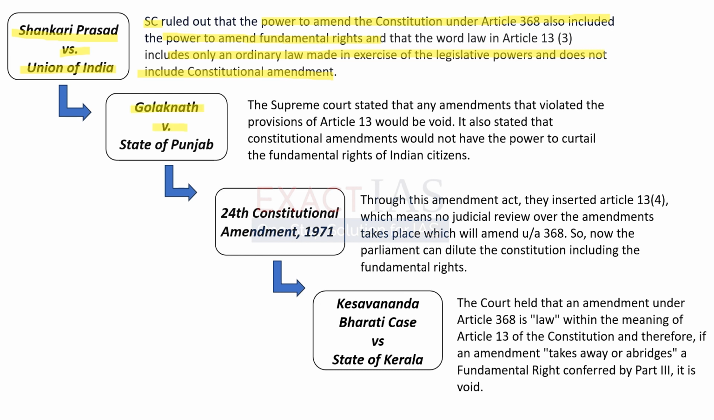Then is the case of Golaknath versus State of Punjab. Here, the Supreme Court implied that, in a sense, constitutional amendments could fall under the definition of law and could be declared void if they violated the provisions of Article 13. That also, constitutional amendments should not have the power to curtail the fundamental rights of Indian citizens. Remember that during Shankari Prasad and Golaknath, Article 13 Clause 4 was not inserted, due to which the debate of whether constitutional amendments fall under the definition of law or not arose. But this was cleared by the 24th Constitutional Amendment 1971, which inserted Article 13 Clause 4, which explicitly stated that constitutional amendments will not fall under the definition of law.